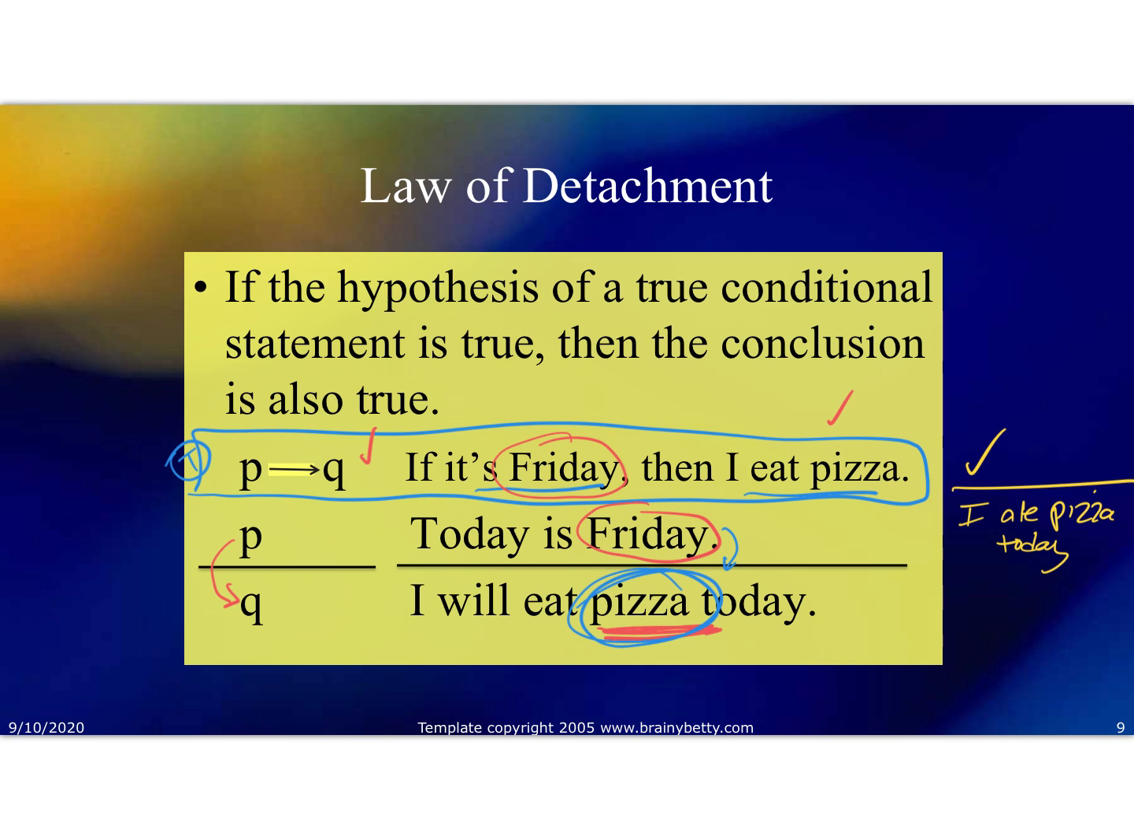And so it has to be given to me in the same order. I have to be given a P, Q and then given P. And if that happens, then I can conclude Q logically. That's what the law of detachment says.